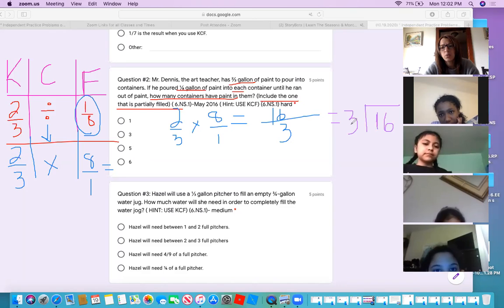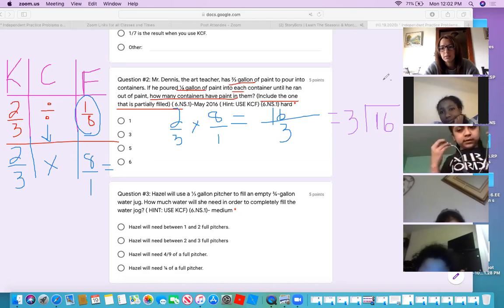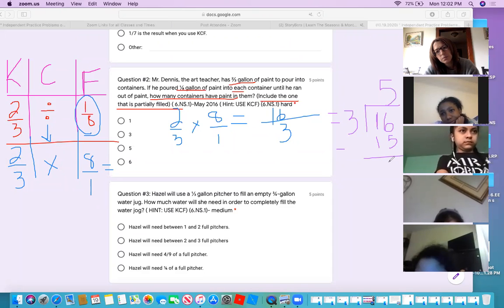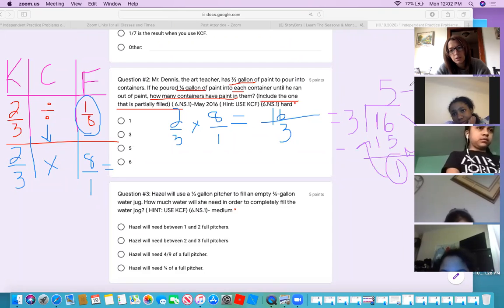Somebody help her out. How many groups of 3 are in 15 or in 16? 3 times what is going to be something close to 16? Somebody help me. 5. Was that Kayla? Yeah. Kayla, what's 5 times 3? 15. And now subtract 15 from 16. What do we get? 1. Now, think of the remainder, right? The remainder, which is the 1, is the numerator, which is the top number of a fraction. And the divisor is the denominator. So we got 5 and a third.